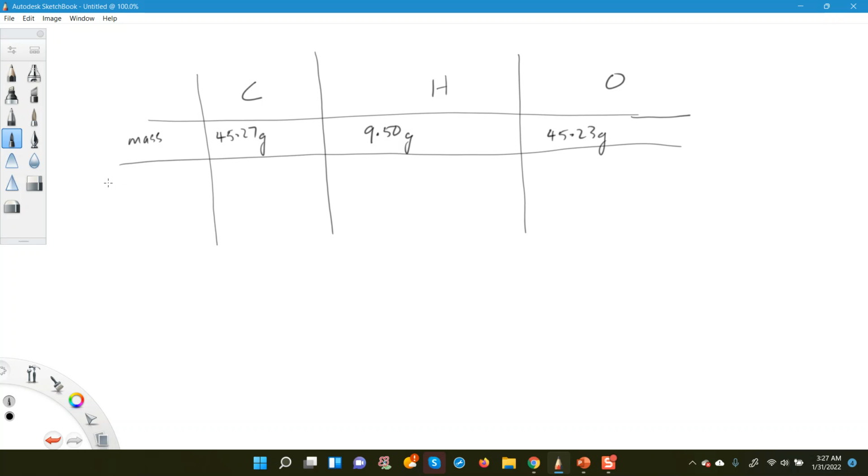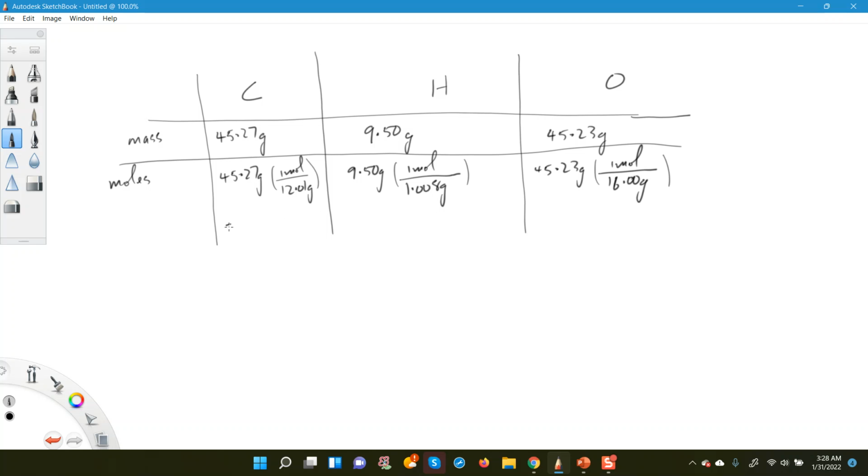Second step is to find the moles. In the case of carbon, that would be 45.27 grams multiplied by 1 mole over 12.01 grams. In the case of hydrogen, it's 9.50 grams multiplied by 1 mole over 1.008 grams. In the case of oxygen, it's 45.23 grams multiplied by 1 mole over 16.00 grams.